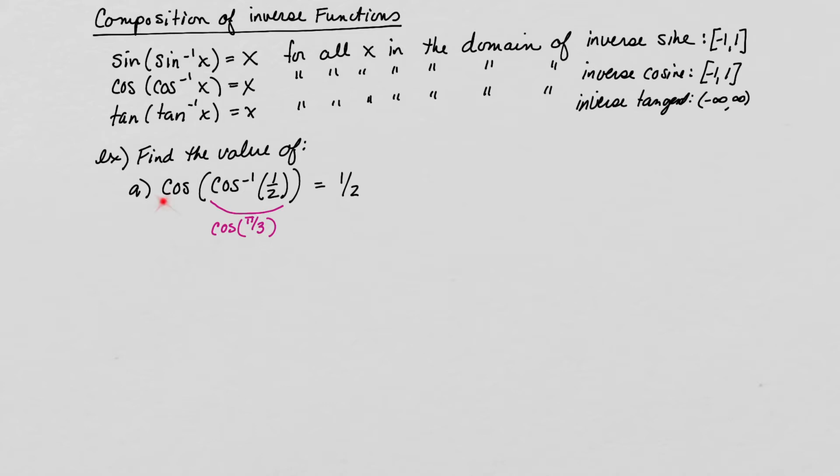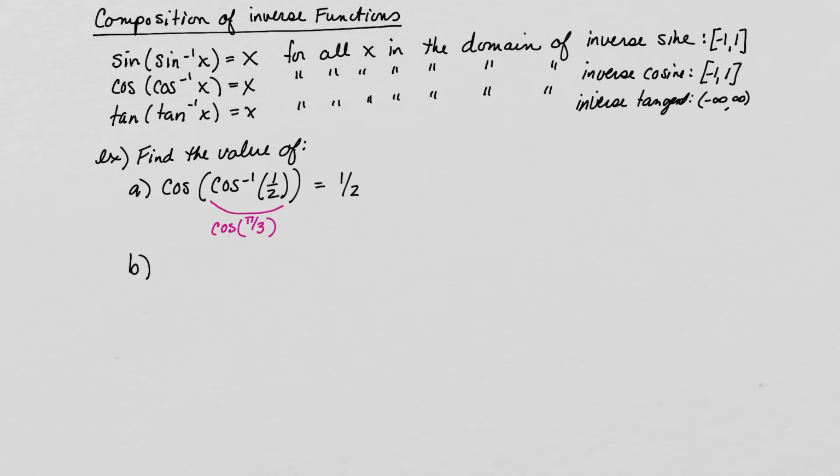See how I have a cosine, and then I have the inverse cosine? All I have to do is make sure 1/2 is between minus 1 and 1. So is 1/2 between minus 1 and 1? Yeah. So since 1/2 is between minus 1 and 1, essentially this cosine and this inverse cosine cancel each other out, and we just get the 1/2.